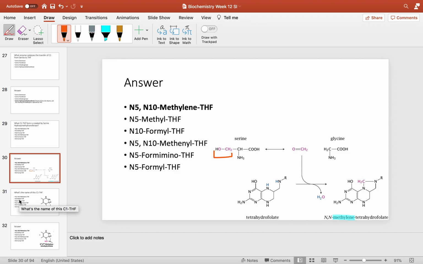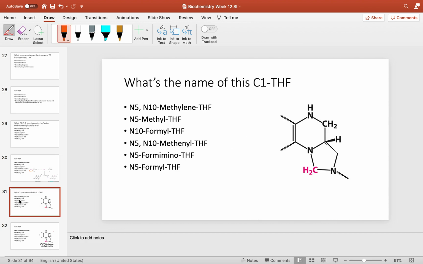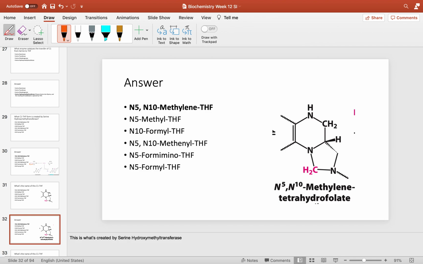Alright, now let's try and identify some of these forms. So what's the name of this THF form? Alright, so this one, we see that we have a CH2 here, and it's attached to both N5 and N10. So this will be N5N10, so you can immediately cross out these guys, because they don't have N10 in there. This says methanol, this says methylene. So remember, methylene is CH2, whereas methanol was the weird one, where it was like a carbon with only one hydrogen, and a double bond on one side, and a single bond on the other. But methylene is the more important one, produced by serine.